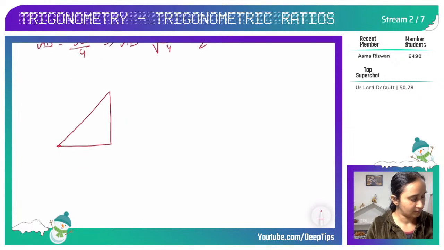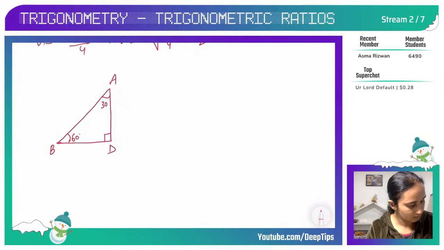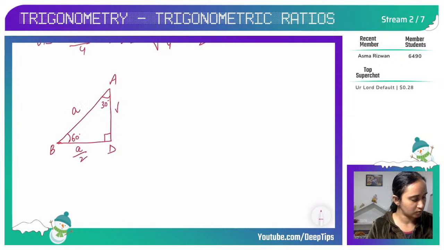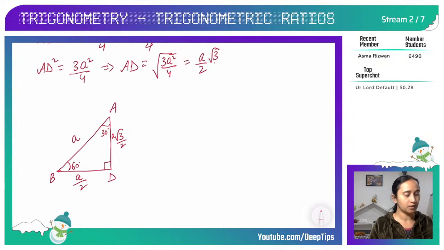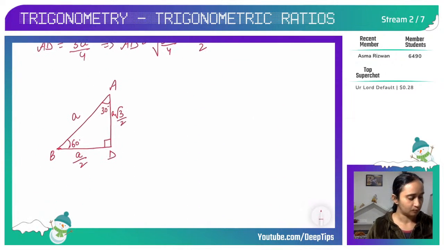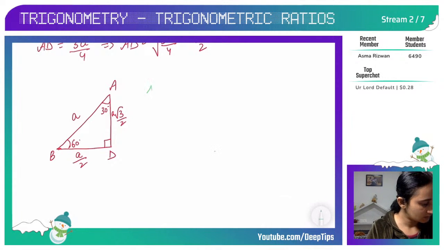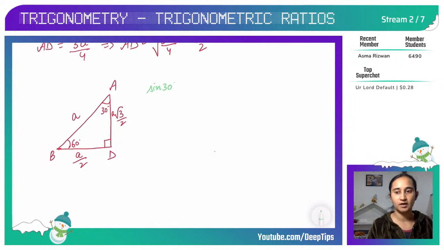So let's take here, this is my A, B and D, and this was my 90 degrees, this is my 60 degrees, and this is my 30 degrees. This was A by 2, this was A, and this was root 3 by 2A. Correct? So this is what we found in the previous triangle. So I have just written that below. Okay. So now if I want to write sine 30 degrees. Okay. So now I am writing sine of 30 degrees.